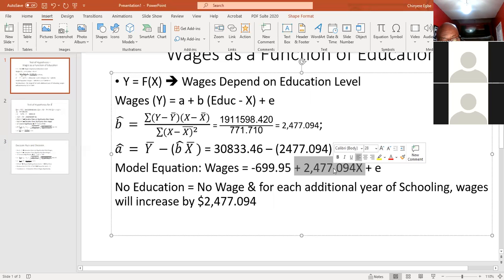That's a good example. I see how you said it with the education. Thank you. Yes. That's a good example. But this 2477, you're going to estimate it. This is why you estimate B.